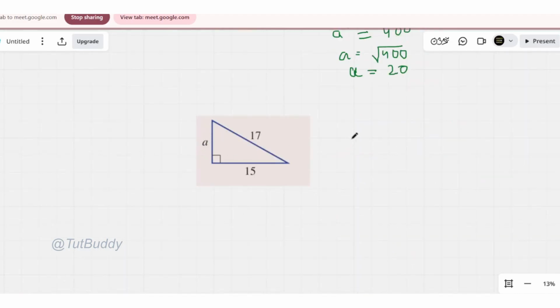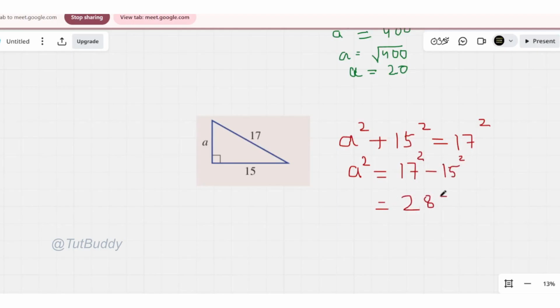Let's try another one like that. Here we have a squared plus 15 squared equals 17 squared. So again, shifting 15 squared to the other side, 289 minus 225 gives us 64. Taking the square root of 64, we get a equals 8.